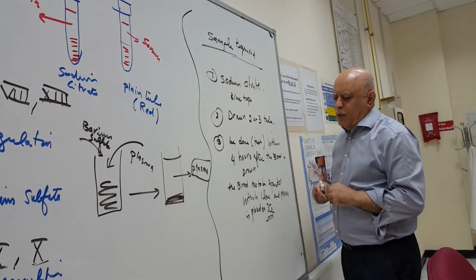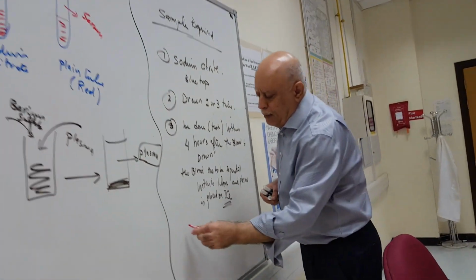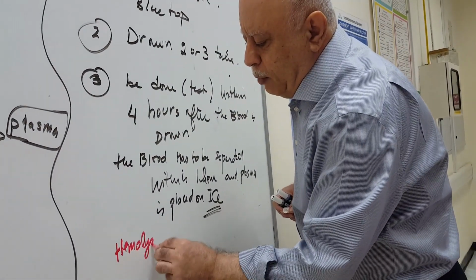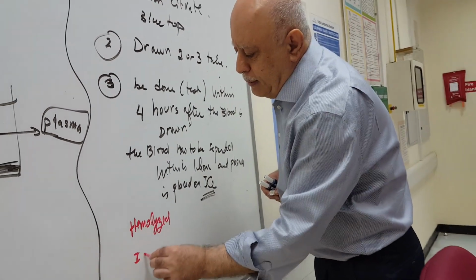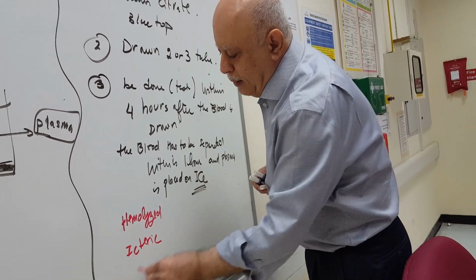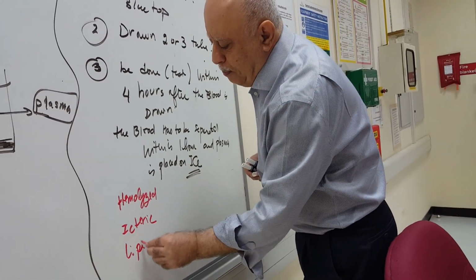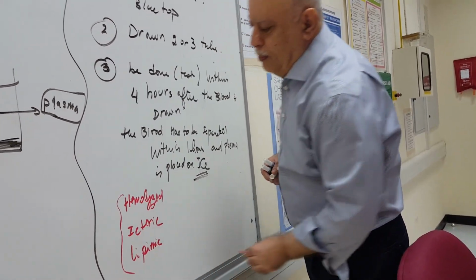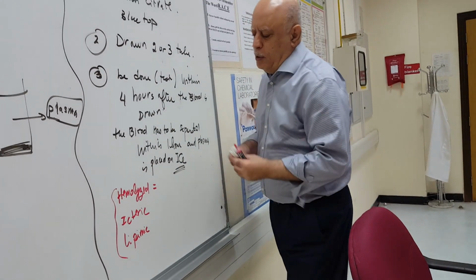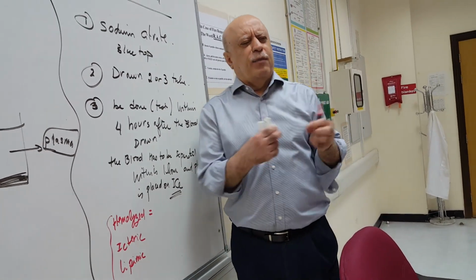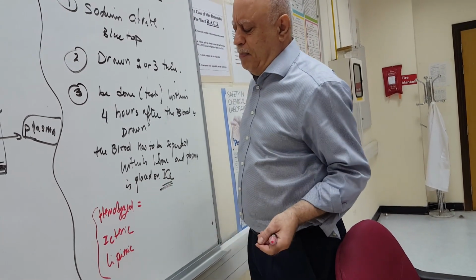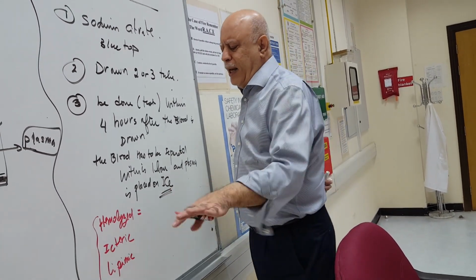The one thing we have to do is make sure the sample is not hemolyzed, icteric, or lipemic blood or plasma. Hemolyzed is when you see the plasma is red, a lot of broken RBC. This tends to shorten the PT and PTT. If it's hemolyzed, we refuse it.